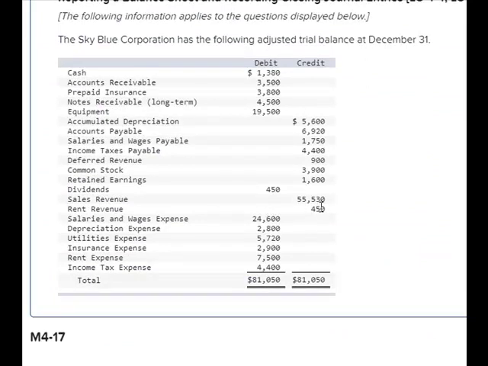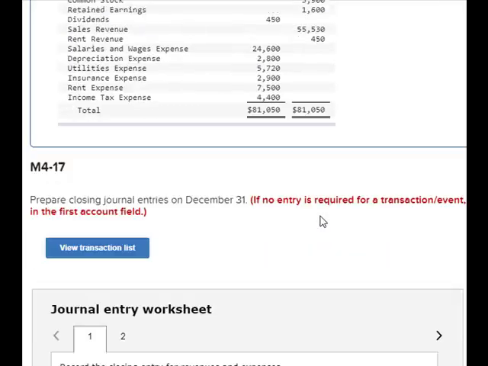And so we see that sales revenue and rent revenue have credit balances, which of course is normal because we credit revenue accounts when we earn revenue. So we need to do the opposite. We need to debit sales revenue and rent revenue for the amount of their credit balances.